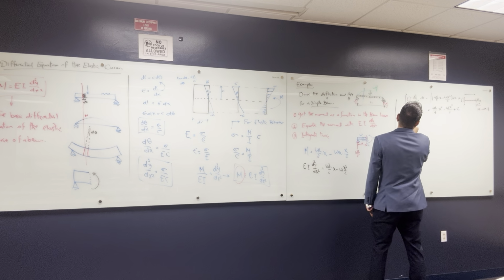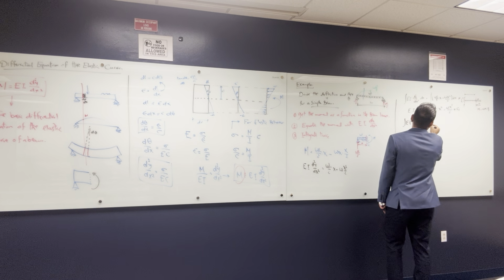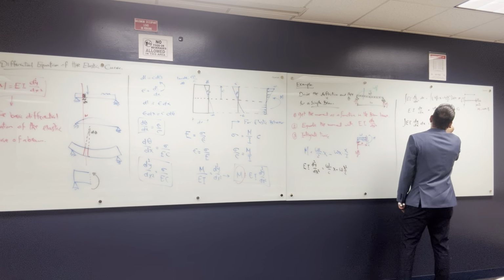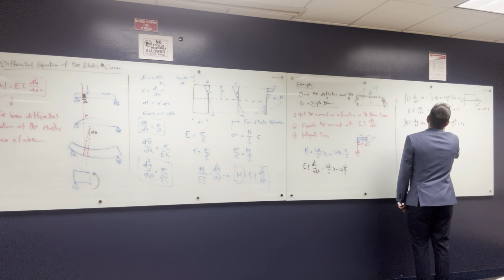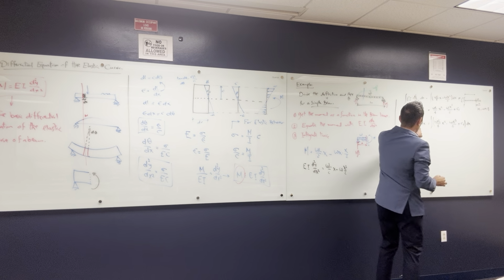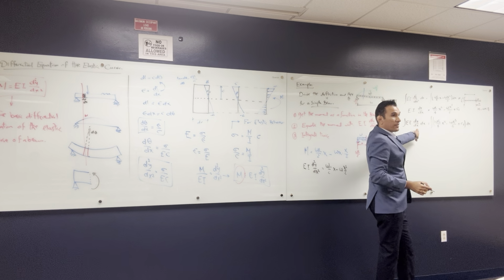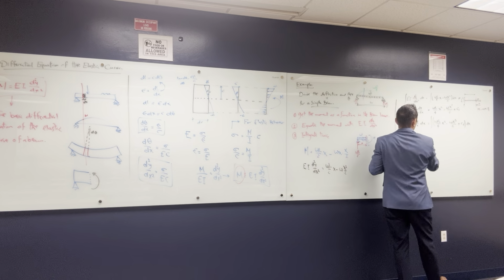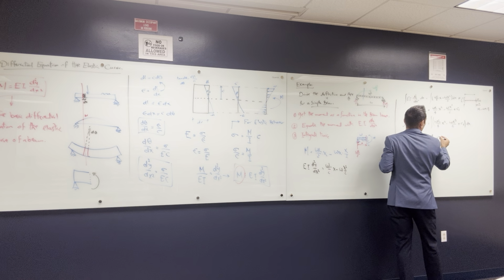Okay, let's integrate another time. I'm going to integrate EI dy/dx with respect to x. Here I have WL over 4 x squared minus Wx cubed over 6 plus C1, and all this is integrated with respect to x. When I integrate dy/dx, I get y equal to WL over 8, over 12.